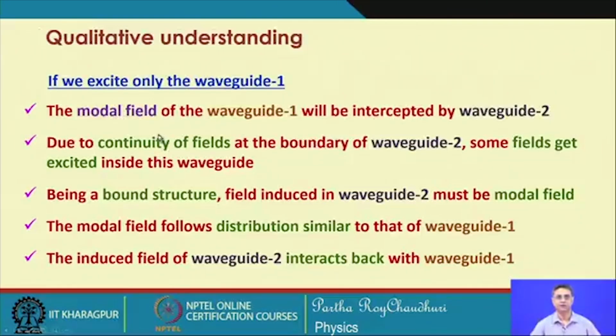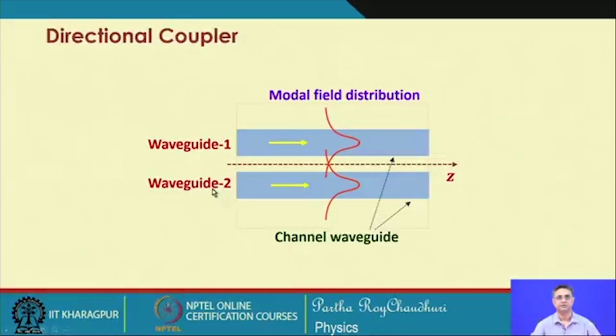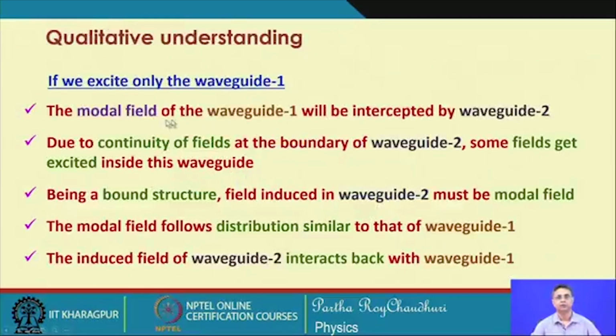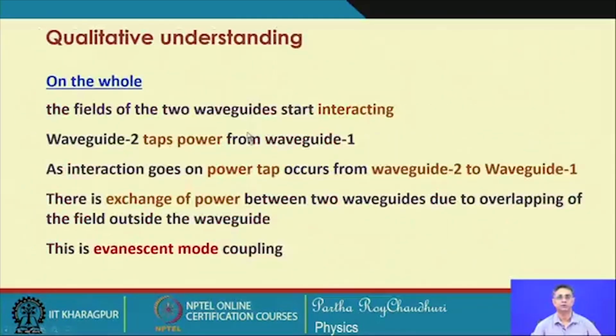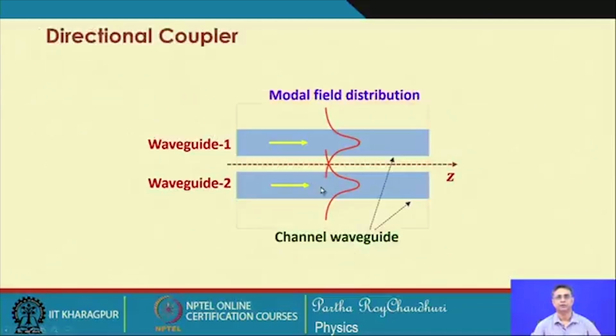In that case, if we assume that we have excited one of the waveguides, let us suppose this waveguide, we launch an optical wave into it, then the modal field of optical waveguide 1 will be intercepted by waveguide 2. You can see that this modal field is now being intercepted by waveguide 2. So, it hits the second waveguide.